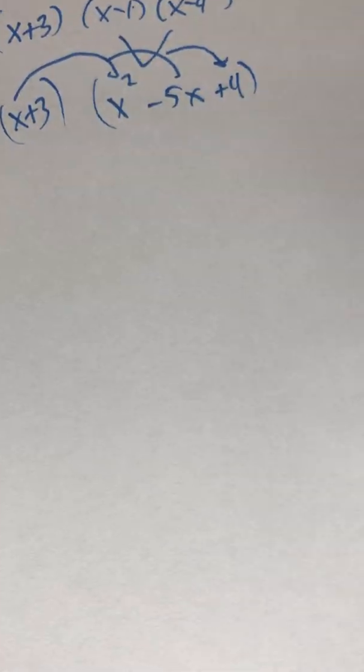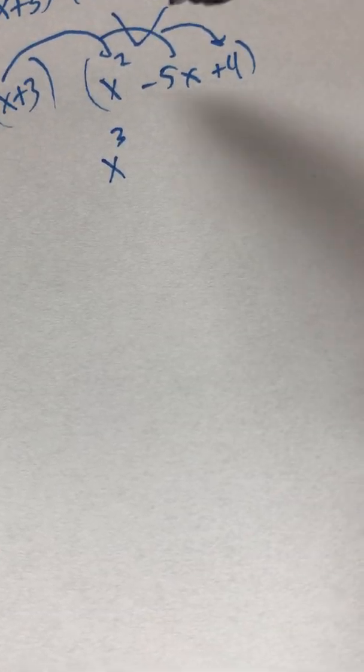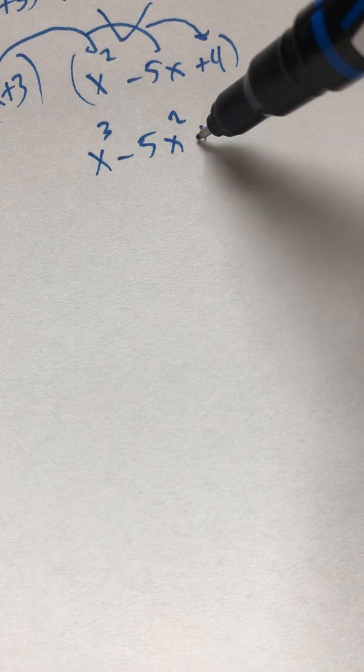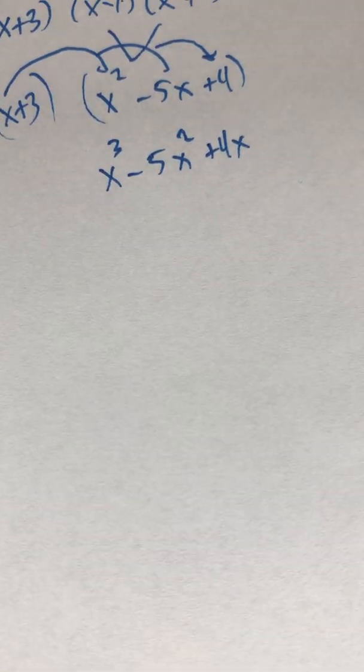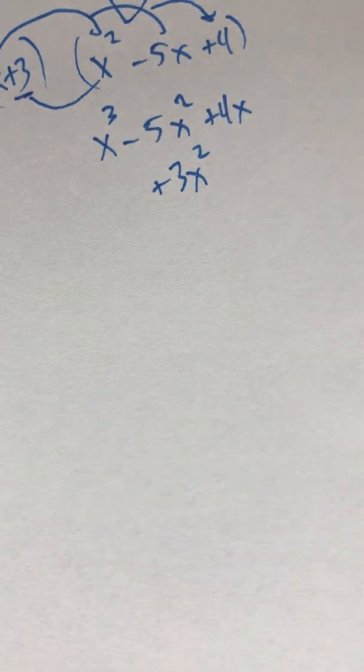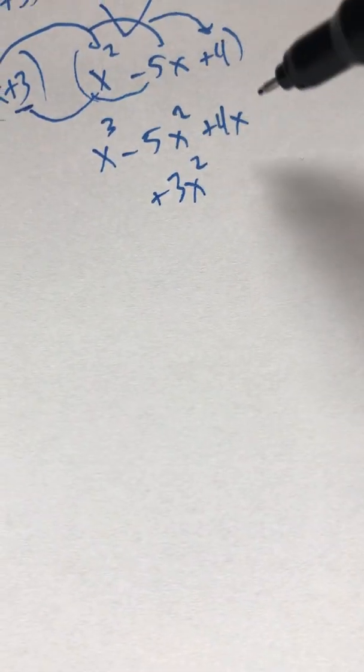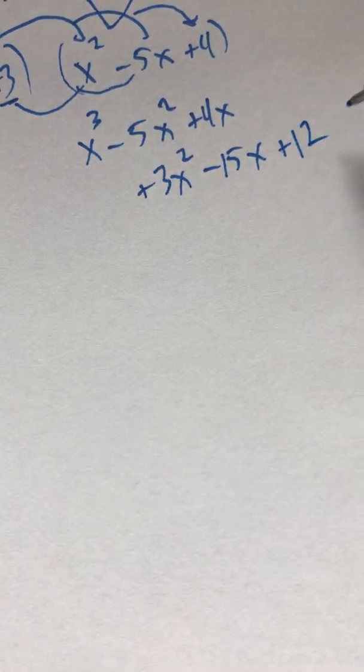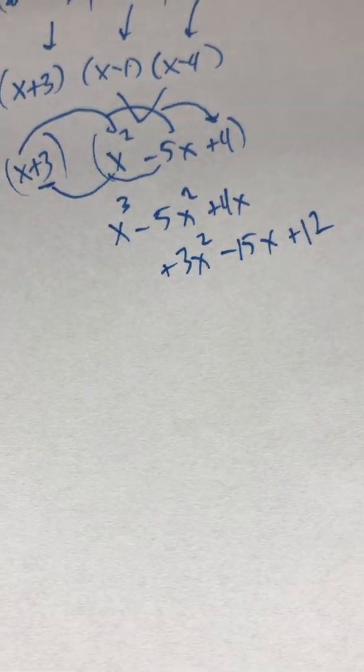So x times x squared would give me an x cubed. x times negative 5x would give me a minus 5x squared. And the x times 4 would give me a 4x. Now I take the 3, and I'm going to do the same thing. So 3 times x squared. And I like to write mine underneath. You don't have to, but for me, it just makes it a little bit easier to combine like terms. And there's me distributing the 3.